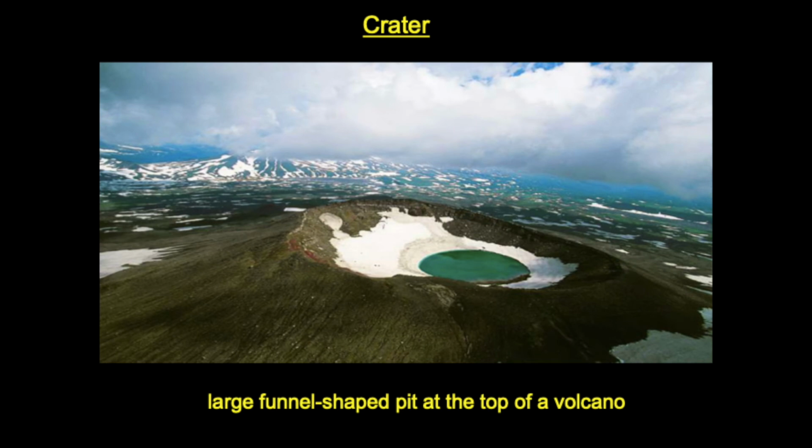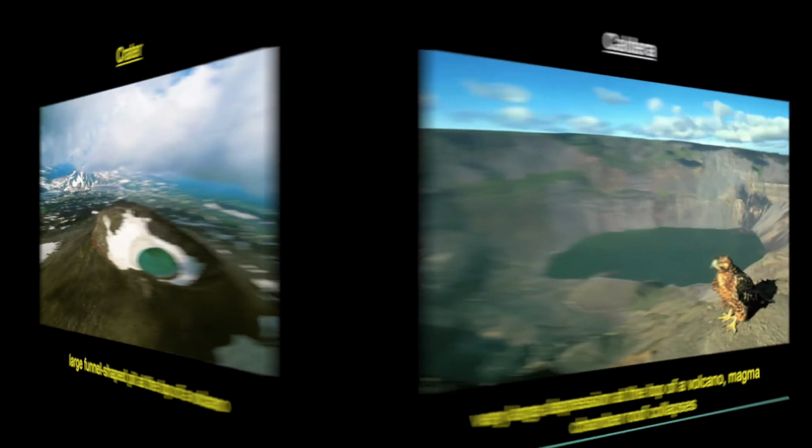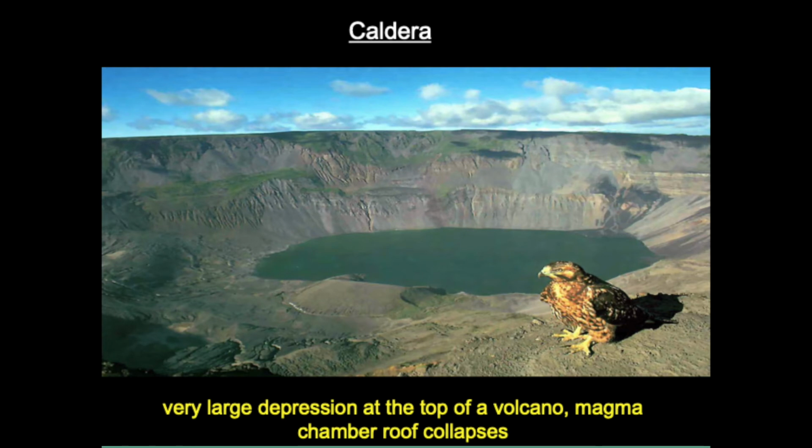Here is a crater volcano. It's a large funnel-shaped pit at the top of a volcano. It's actually sort of beautiful. It's got a little lake there. And a little bit larger than the crater is what's called a caldera, a very large depression at the top of a volcano where the magma chamber roof has collapsed.